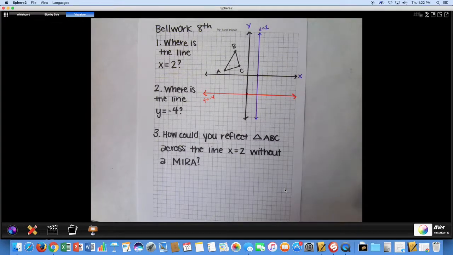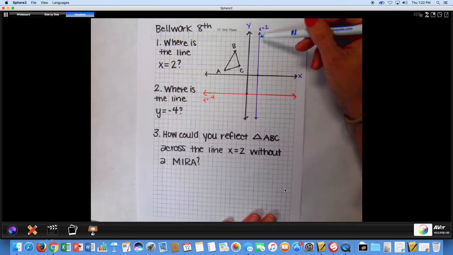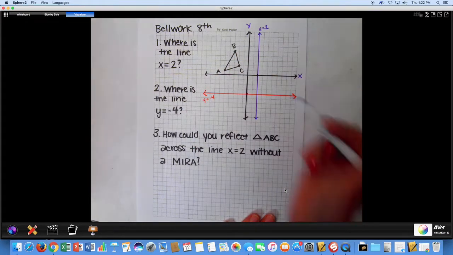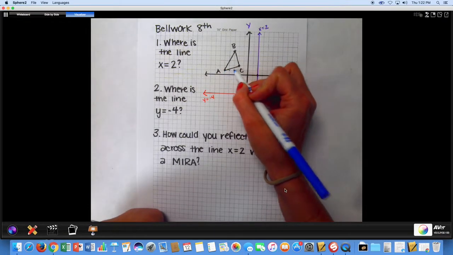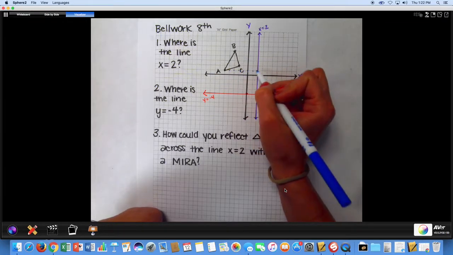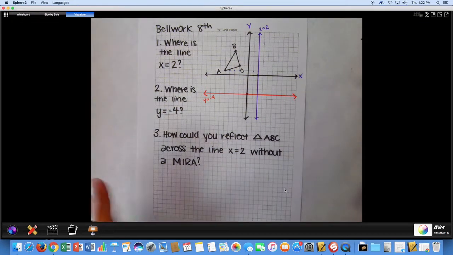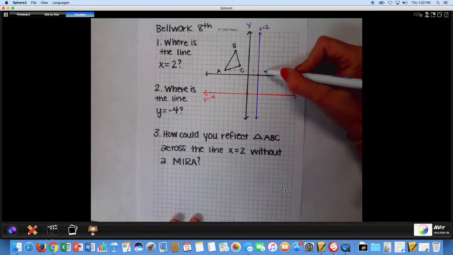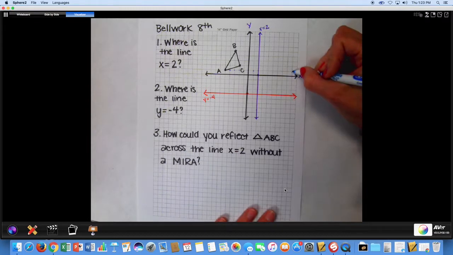So we have to force our brains, first of all, to block everything out except for this purple line and this triangle. So pretend everything else is not there. And then you count. Okay, so point A right here is 1, 2, 3, 4, 5, 6, 7 units away from our purple line. And it's 7 units to the left. So to reflect it over that, I need to make A prime 7 units over to the right. So I'm going to count 1, 2, 3, 4, 5, 6, 7. And this is where A prime should go.